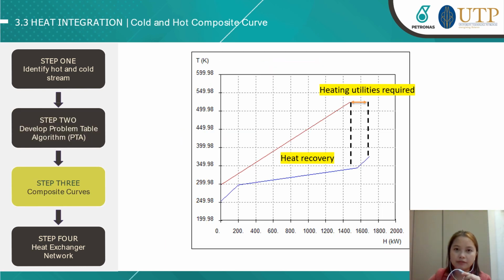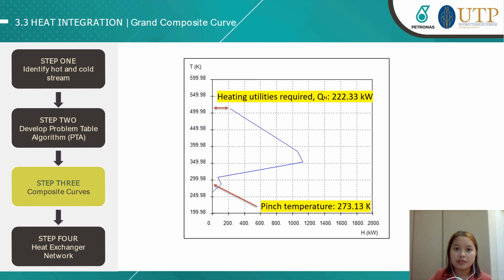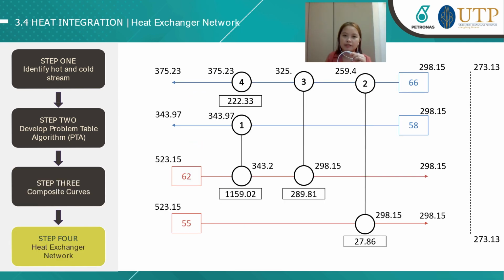Here's the composite curve showing the heat recovery, which is the bounded area between the hot and cold streams, while the value of required heating is shown by the difference of X value between the hot and cold streams. And this is the grand composite curve with the summation of the required heating, which is 222.32 kilowatt, as well as the pinch temperature of 273.13 Kelvin. And the final step is to develop a heat exchange network between these four streams.